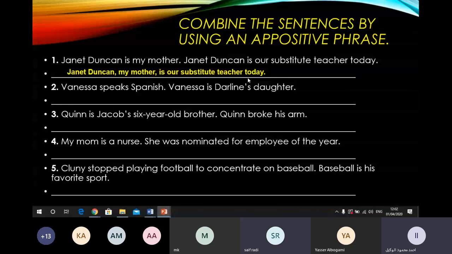So you can combine it by adding my mother to the second one, or as Muhammad said, our subtitle teacher to the first one.